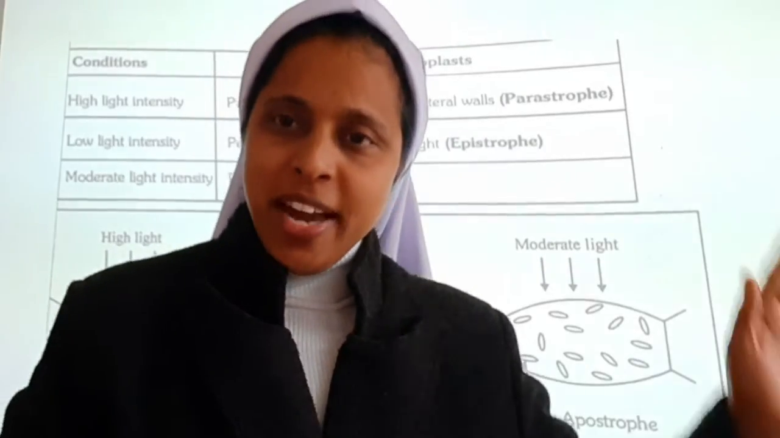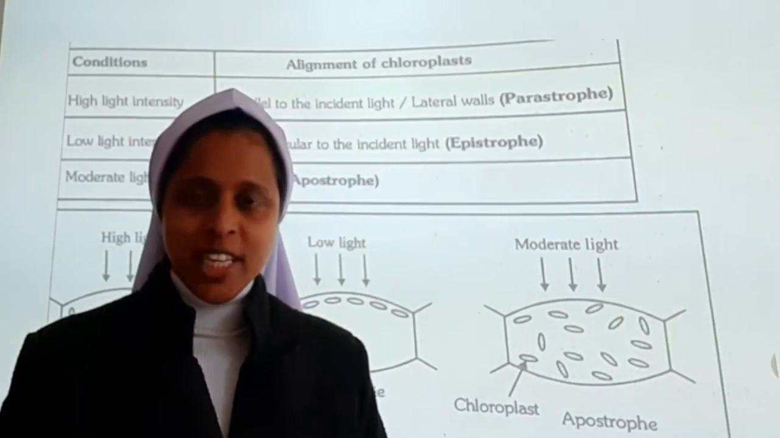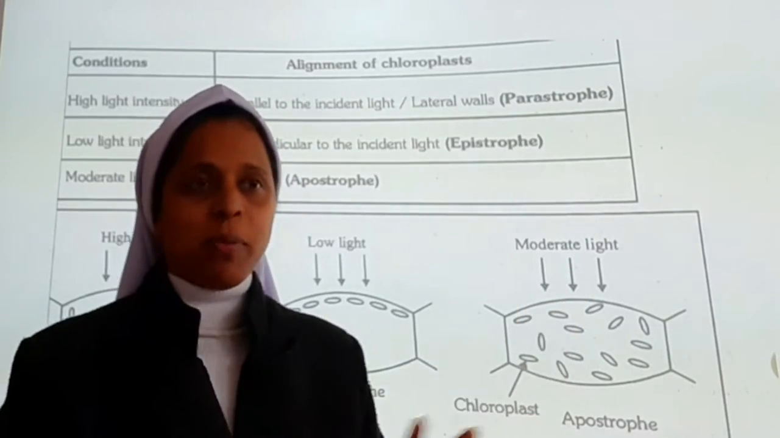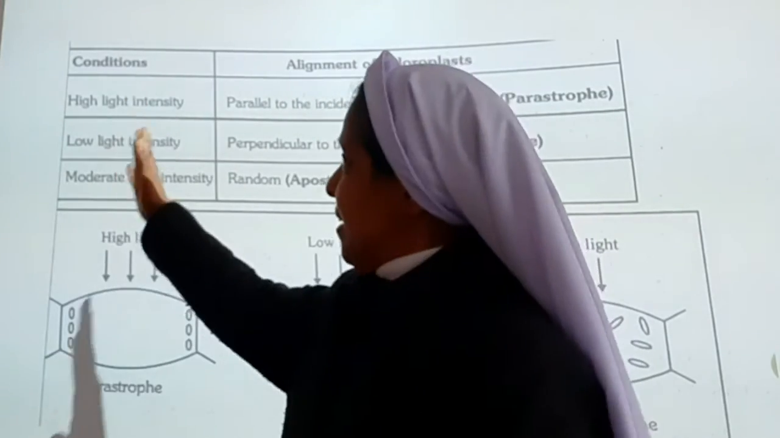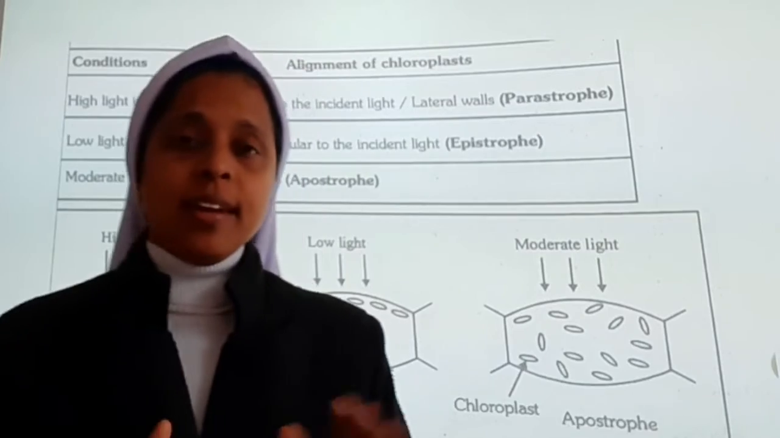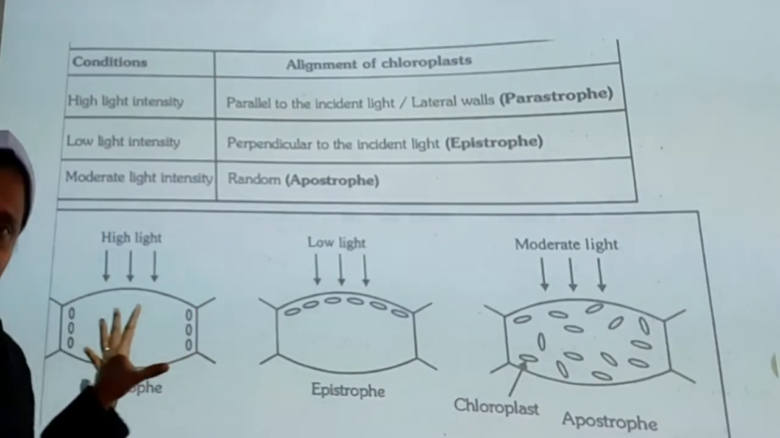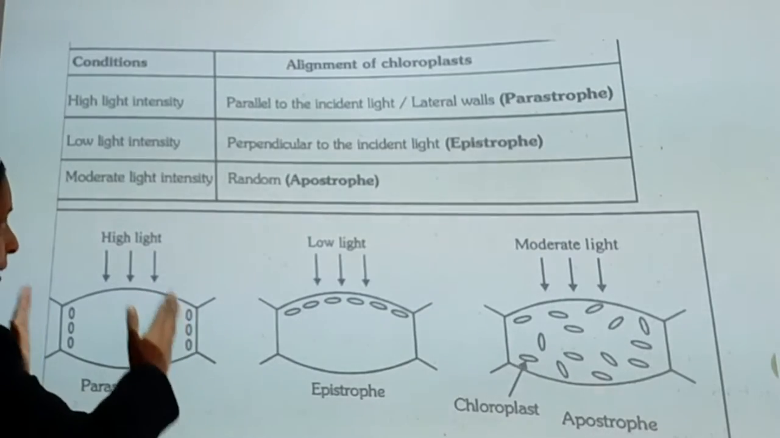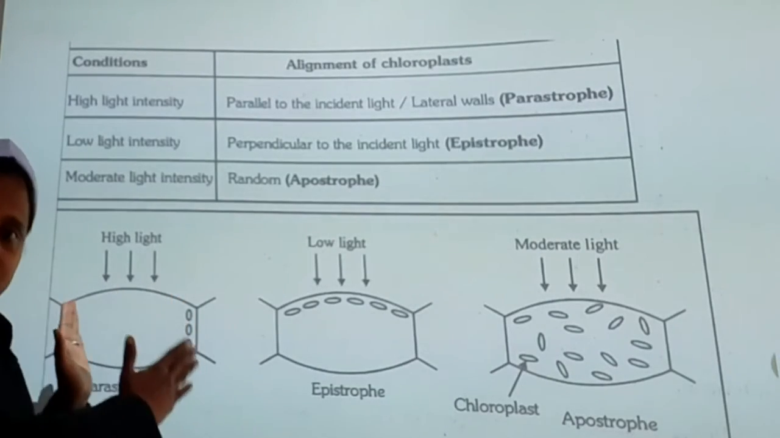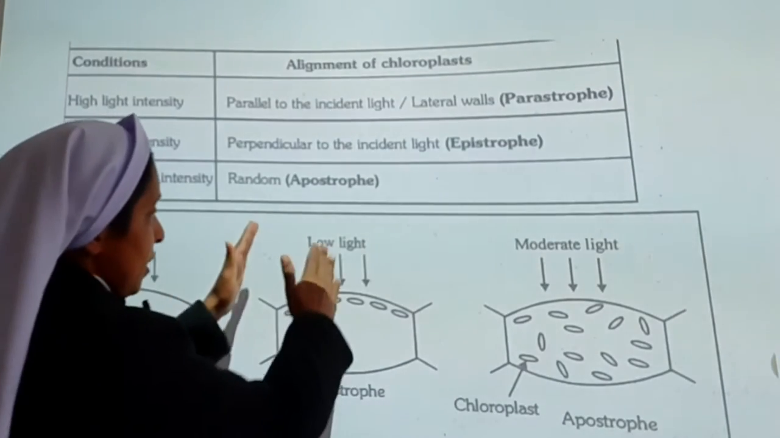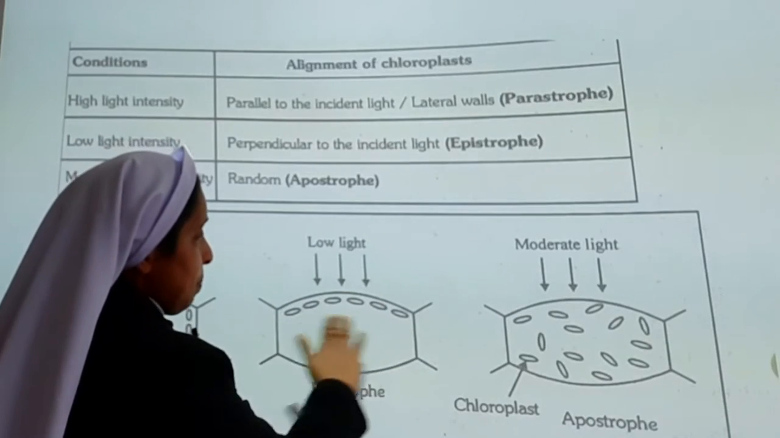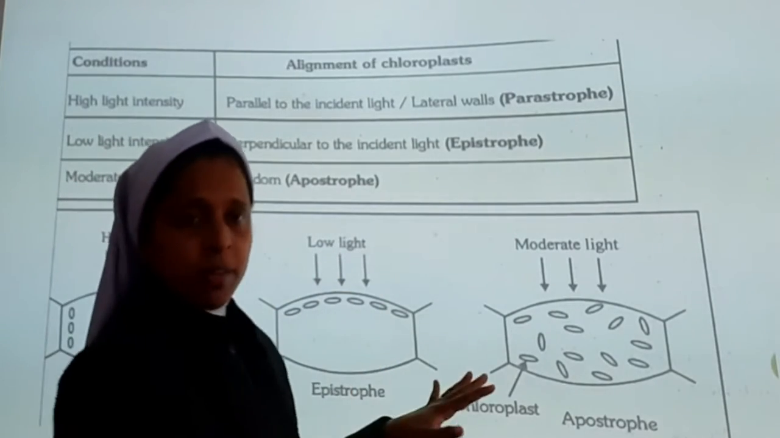So here we have the alignment of chloroplast. You can see the alignment of chloroplast here. When high light intensity is given, the alignment of the chloroplast will be parallel. When there is low light, it will be perpendicular. You can see here it is perpendicular.